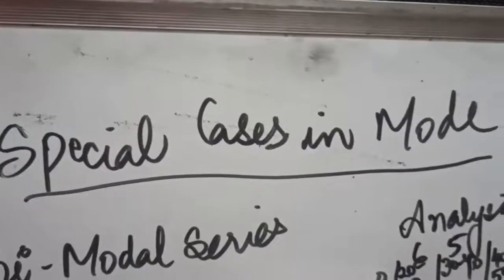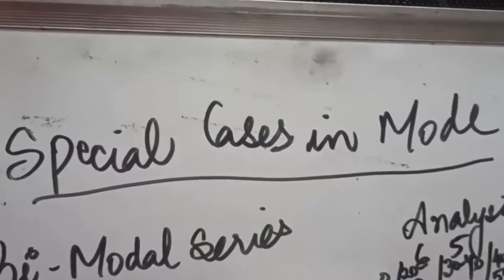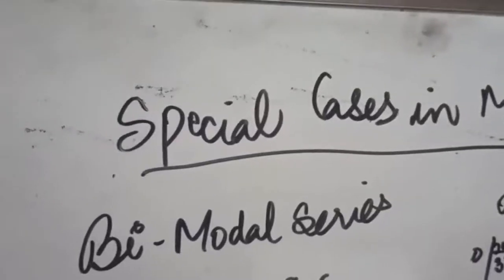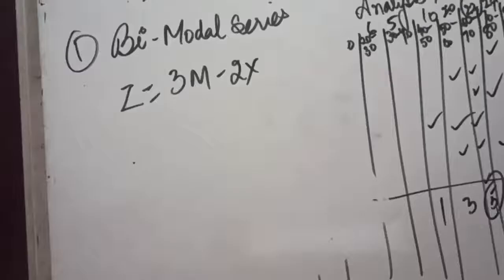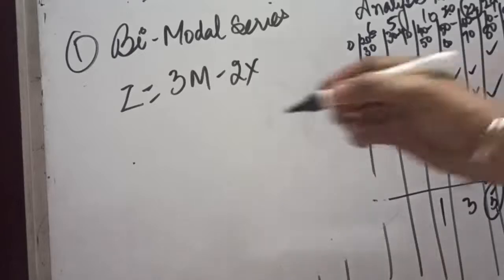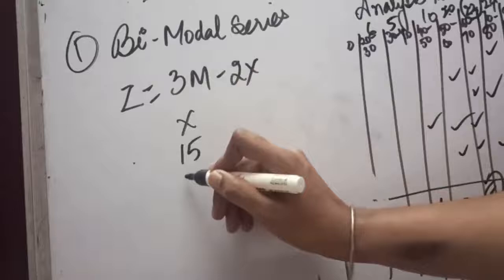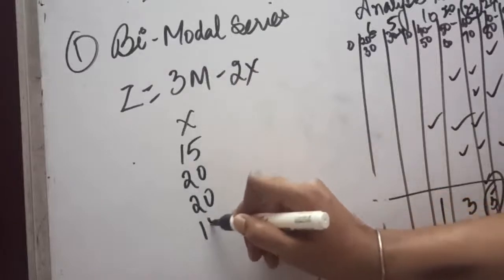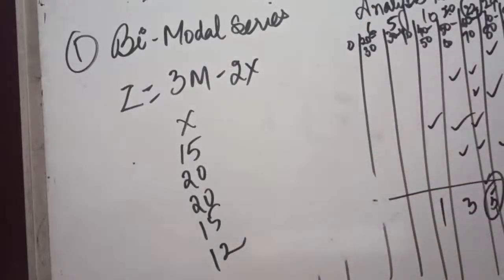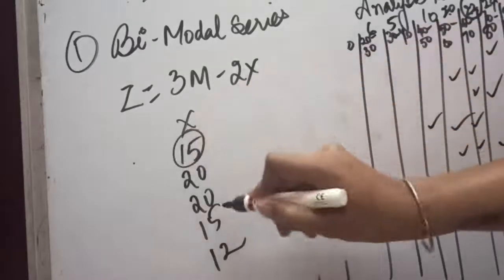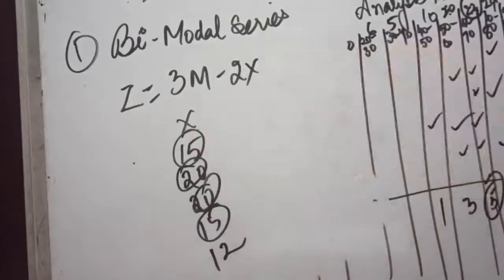The next topic is some special cases in mode. The first case that we are going to discuss is the bimodal series. The bimodal series is the series in which there are two possibilities for calculating the mode. If you have been given x as 15, 20, 20, 15 and 12, here when you observe, there are two 15s and two 20s. So here we have more than one mode, that is, we have two modes. It is known as a bimodal series.